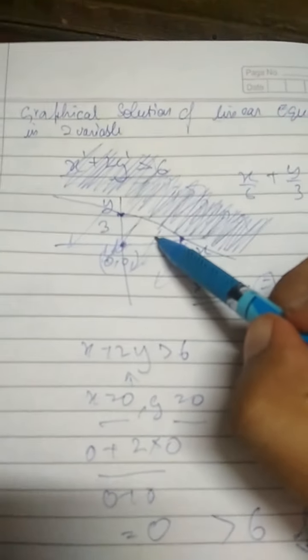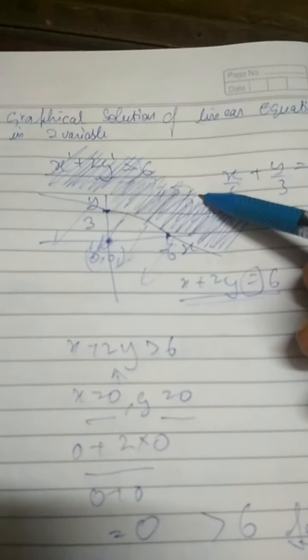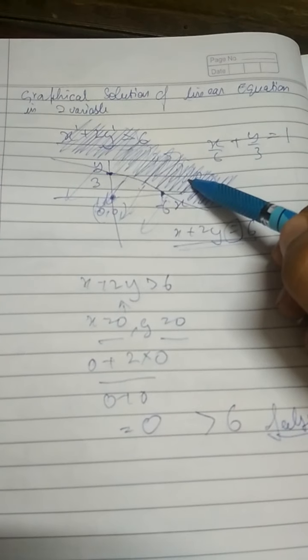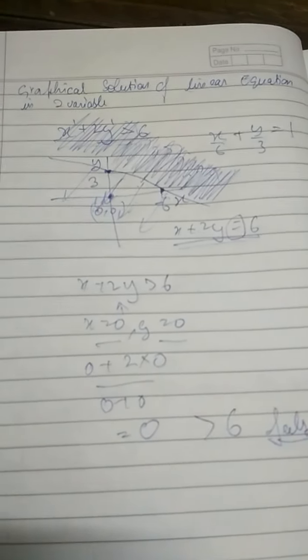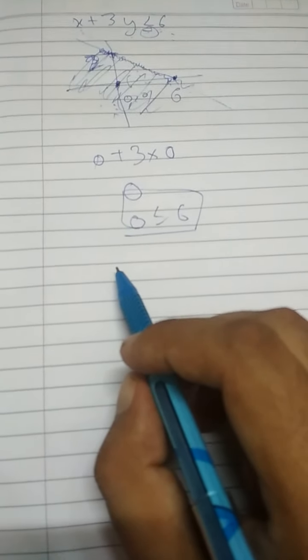In the earlier example, 0, 0 was in this plane, but it was false. Therefore we took the opposite plane. So that's how we solve a linear inequality in two variables. This is a graphical solution and that's how we solve it. Now complete all the parts of the exercises, all the questions in the exercises corresponding to this section.